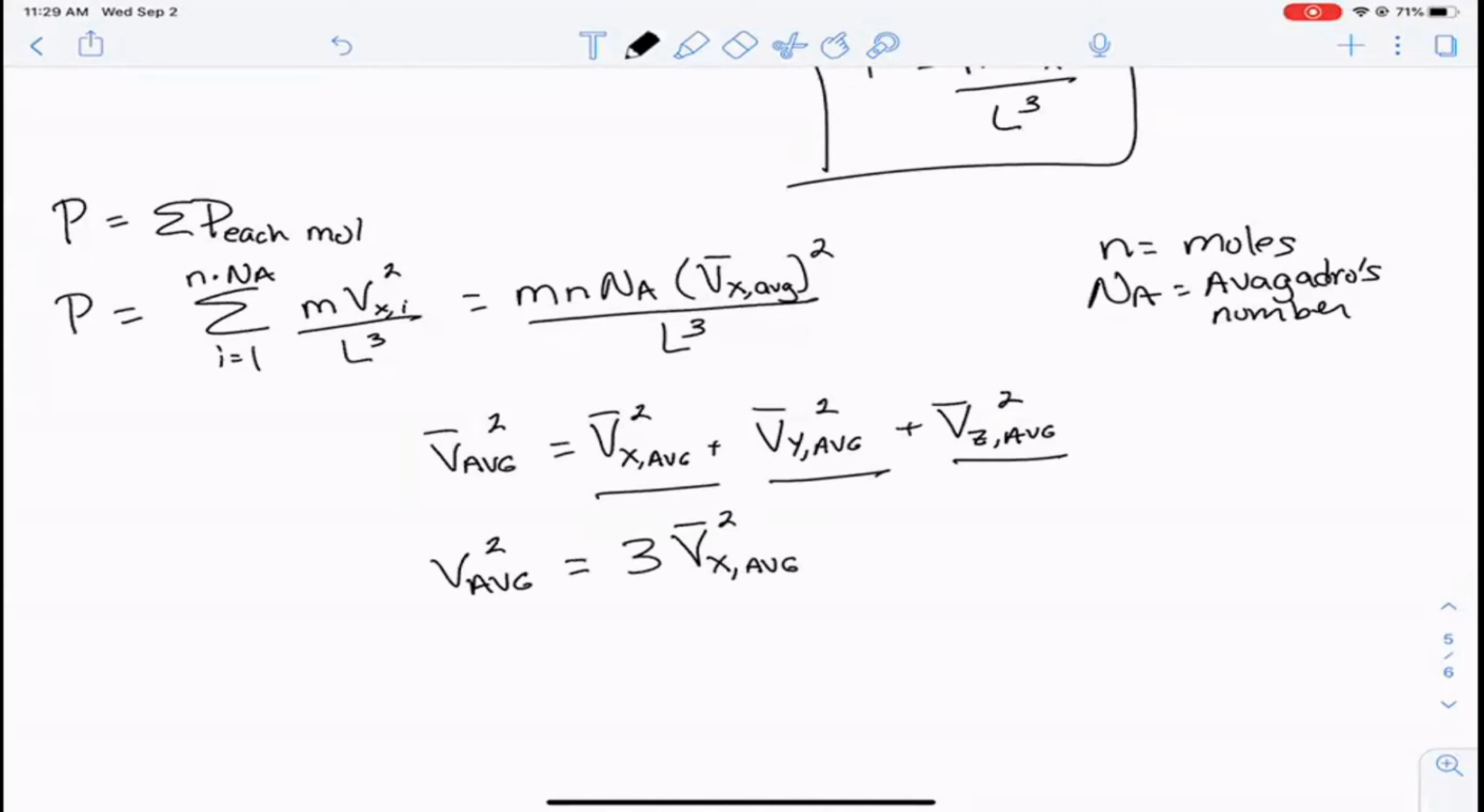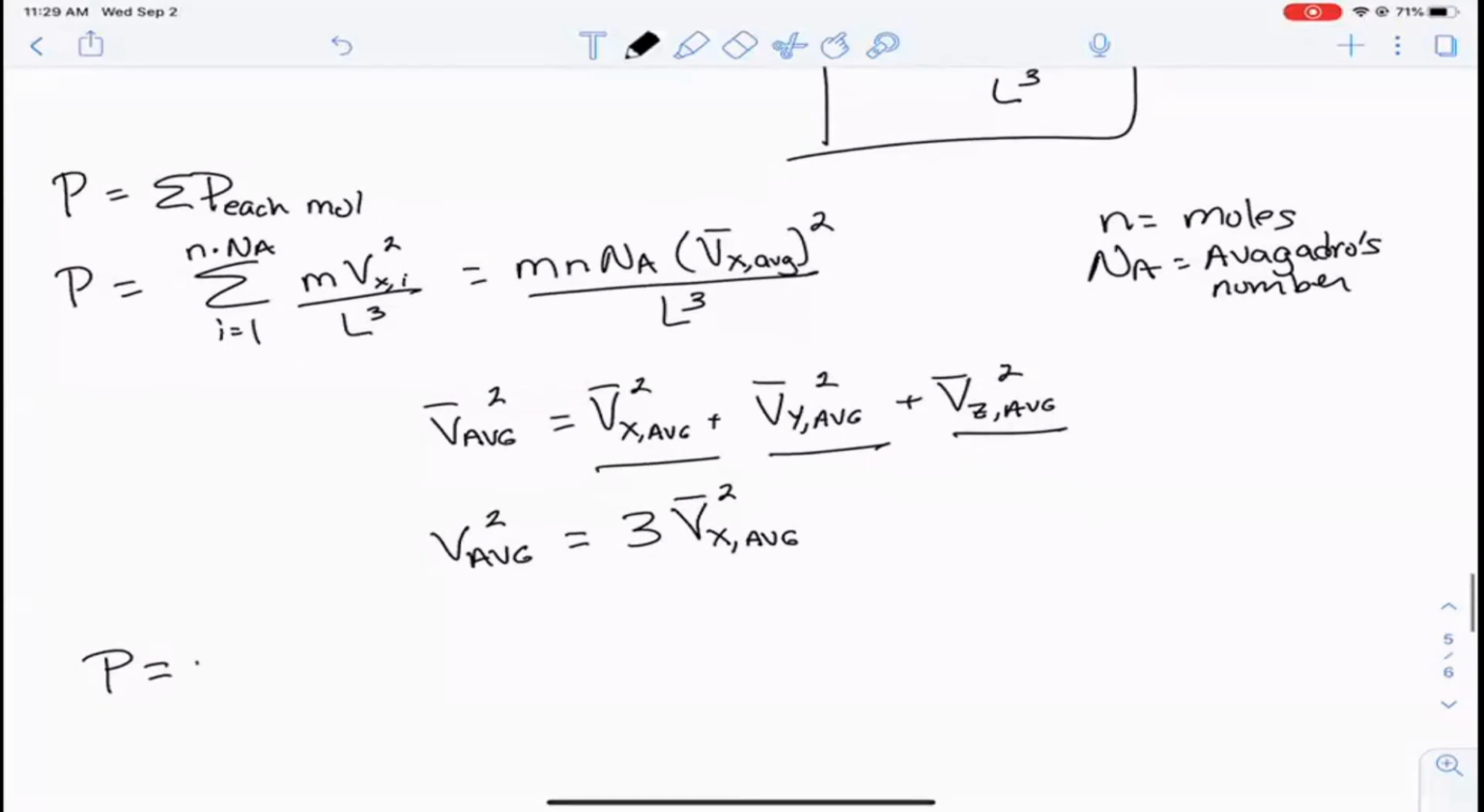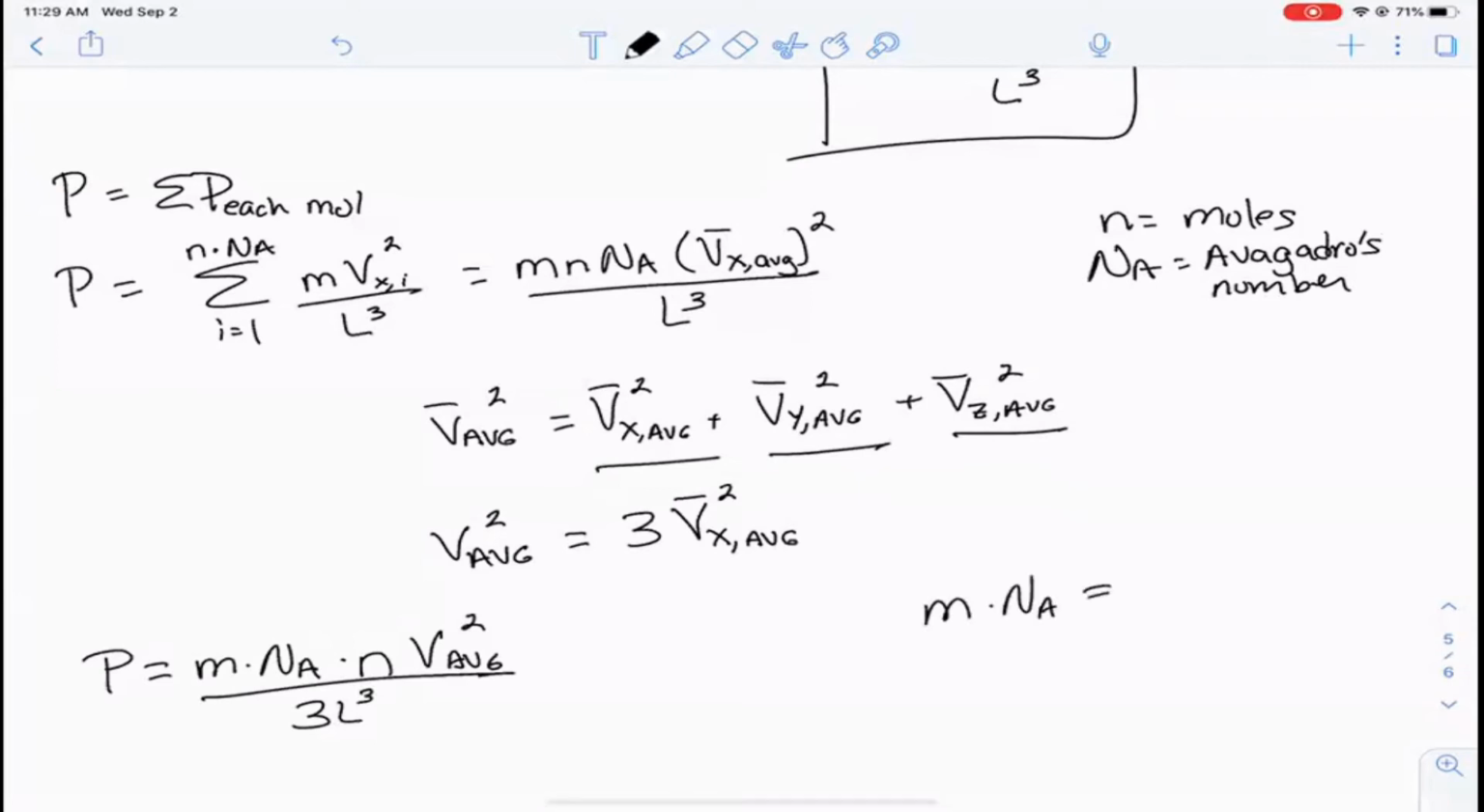And if we rearrange this a little bit, we now have that the pressure equals m times Avogadro's number times the number of moles times the average velocity of something inside of this box squared over 3 times L cubed. And I flipped these two on purpose because we know that the mass times Avogadro's number is just equal to the molecular weight. And in our box, L cubed is equal to the volume.